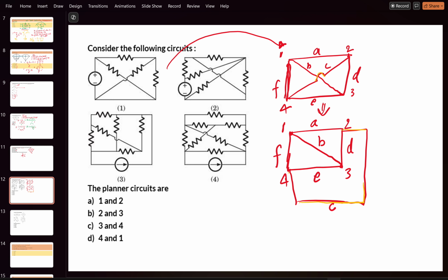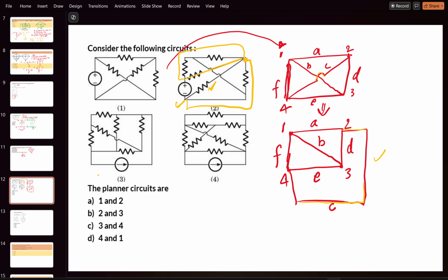So this is considered a planar structure, which can be drawn in planar format, in the XY plane basically. If you see the second option, that is option 2, here also you can draw this resistor outside, connecting between the nodes, and this structure also outside of that node. So this is considered a planar network, basically.